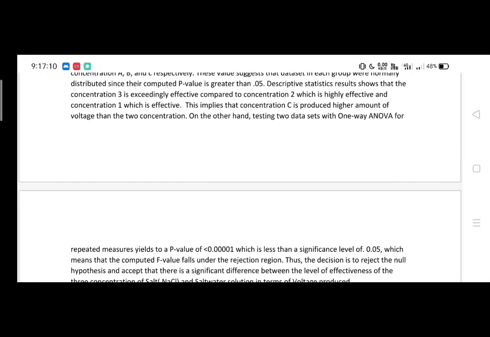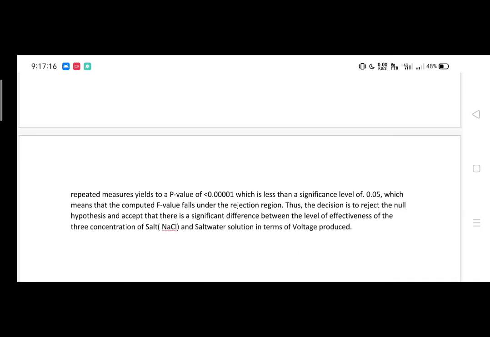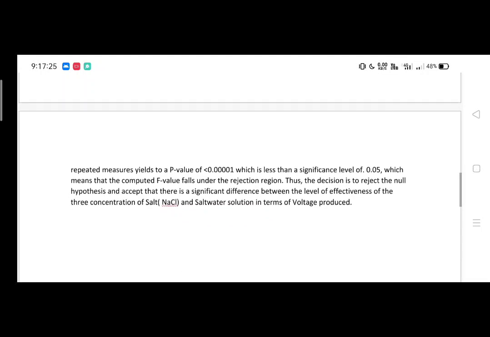On the other hand, testing the datasets with one-way ANOVA for repeated measures yields a p-value of less than 0.0001, which is less than the significance level of 0.05, which means that the computed F value falls under the rejection region. Thus, the decision is to reject the null hypothesis and accept that there is a significant difference between the level of effectiveness of the three concentrations of salt, NaCl, and salt water solution in terms of voltage produced.